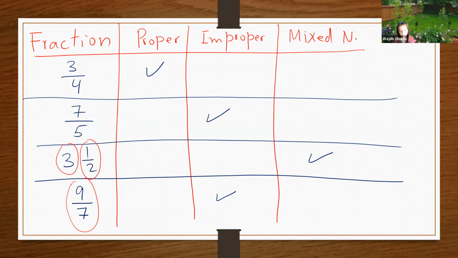Okay, how about if we take, for example, 30/30? It is improper also, because the numerator is equal to the denominator.